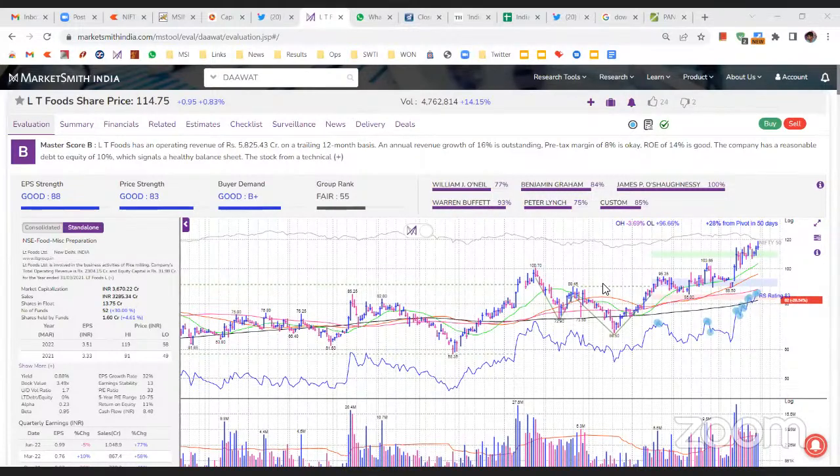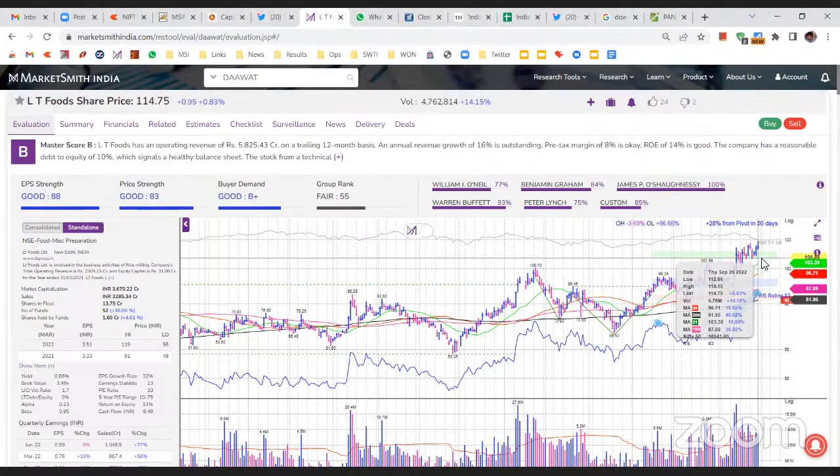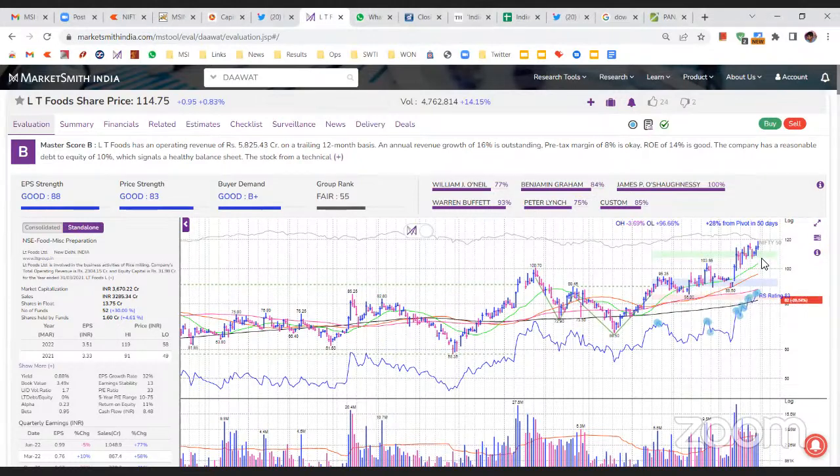The only concern is that the overall market is not conducive for fresh investments. However, if you have this stock in your portfolio, you can continue to hold it and keep a tight stop loss around this low, that is 106 or 105, so that your profits will be safeguarded.